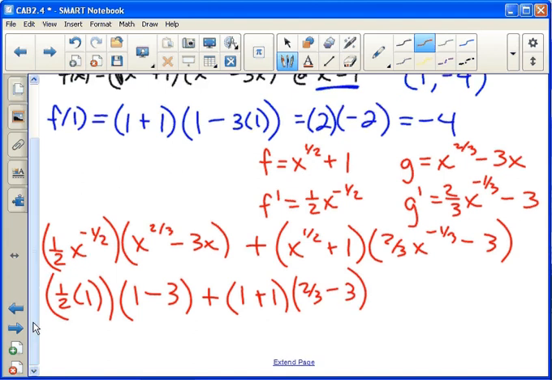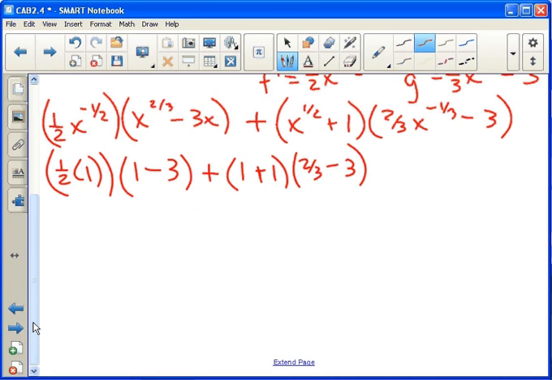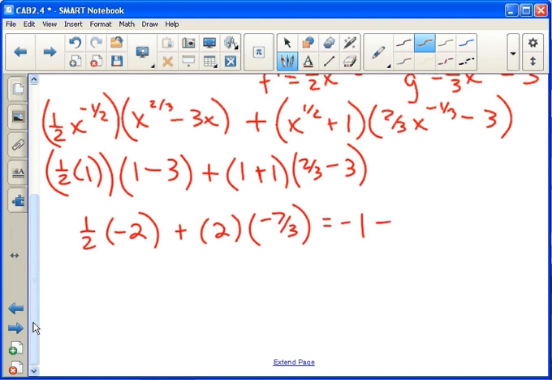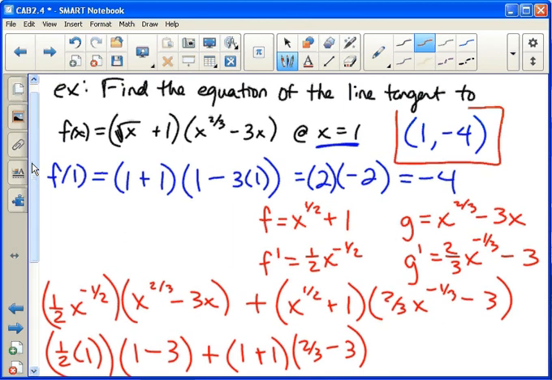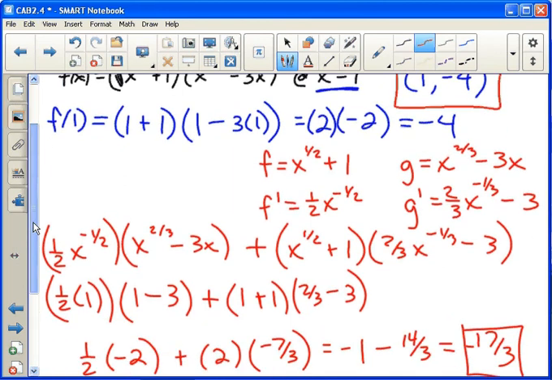We have 1/2 times negative 2 plus 2 times negative 7/3. So that gives us negative 1 minus 14/3, or negative 17/3. So my slope is negative 17/3. And if I scroll back up, I can see that my point is (1, negative 4). Now I need to use those two pieces of information to write the equation of my line.